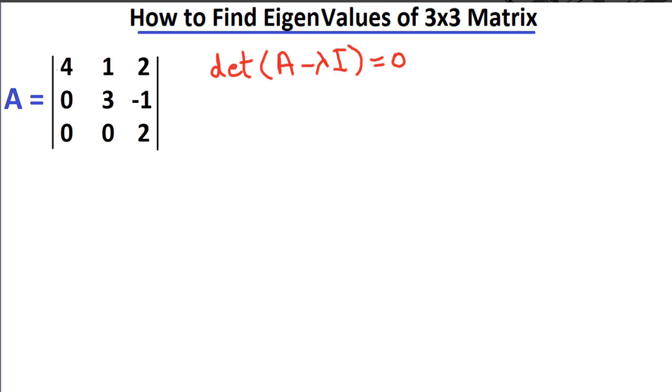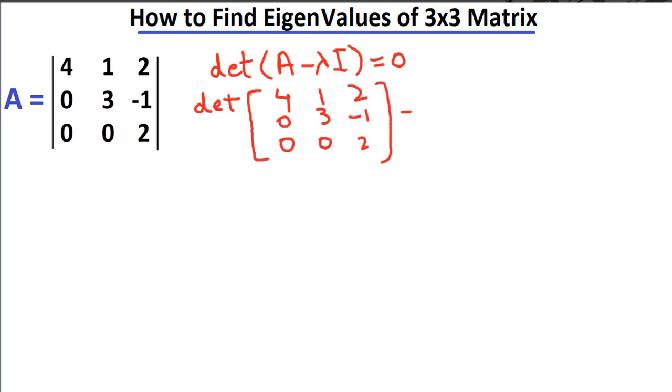What will be different? Let's see. I will write here again the determinant of, and now I will put the values here. What is A? A is the given matrix, that is 4 0 0, 1 3 0, 2 minus 1 2. So this is the given matrix minus lambda I.